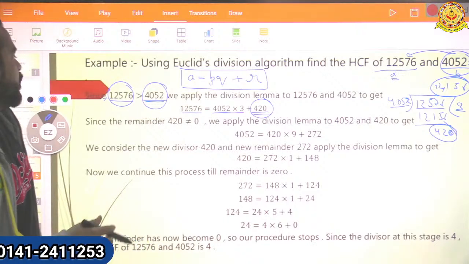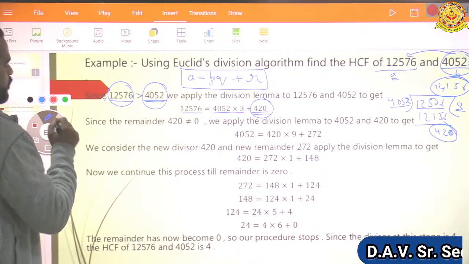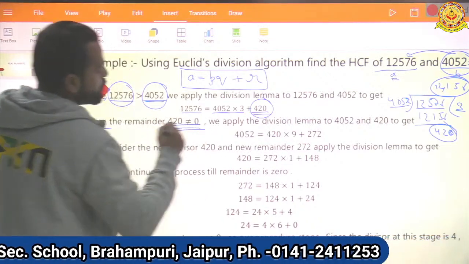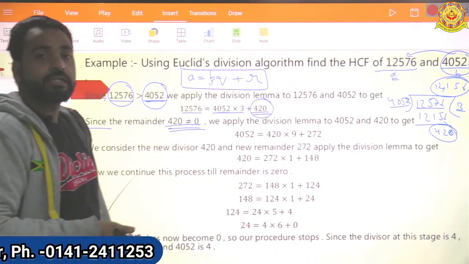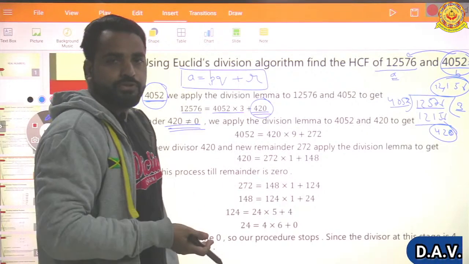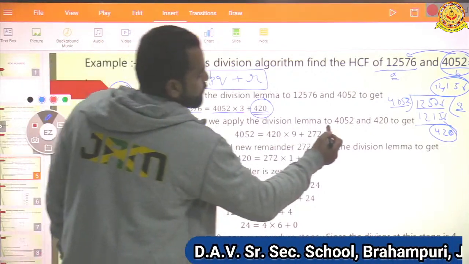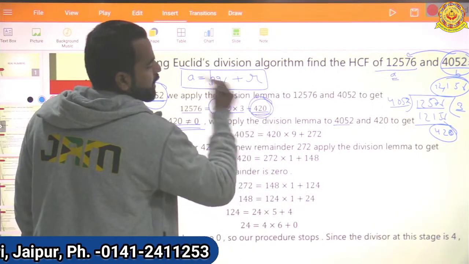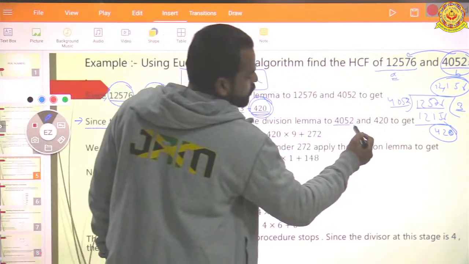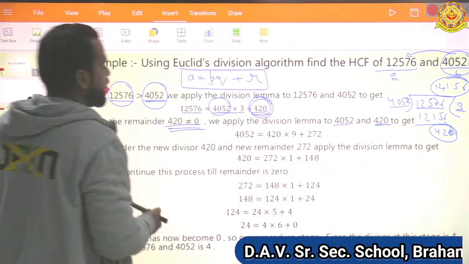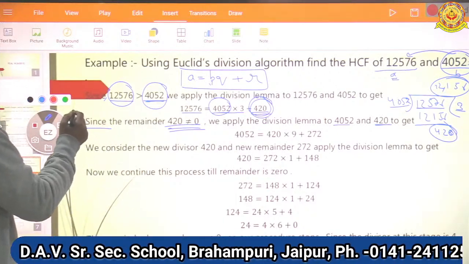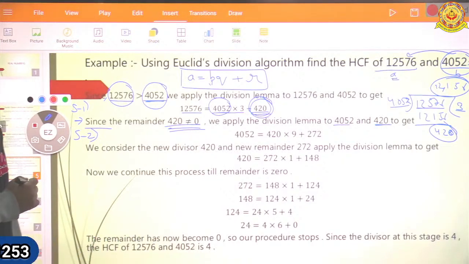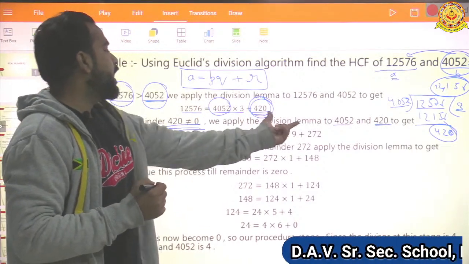All right, now we have to write the statement here. It states that since the remainder is not equal to 0, we will proceed with this procedure again. So we apply the division lemma, this time with this B value and the remainder 420, so 4,052 and 420, to get the next step. So this is our step number 1. Now we will do the next step by taking this B and R as follows.